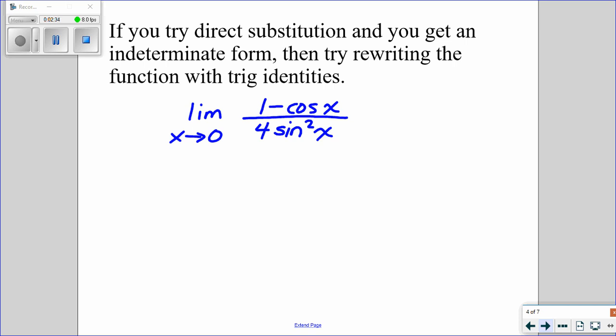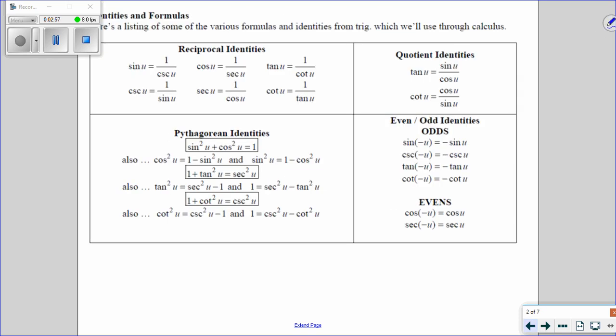And in this case, we've got the limit as x approaches 0 of (1 minus cosine x) divided by 4 times sine squared of x. So anytime I see that sine squared of x, that gets me thinking about my Pythagorean identity. So let me go back to our identities. This is the main Pythagorean identity, sine squared of the angle plus cosine squared of the angle equals 1. But remember, we can break that down into 2 additional identities. So we could actually use this one and replace sine squared with 1 minus cosine squared.